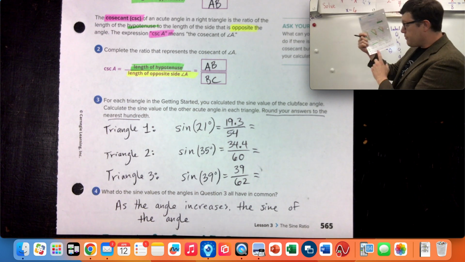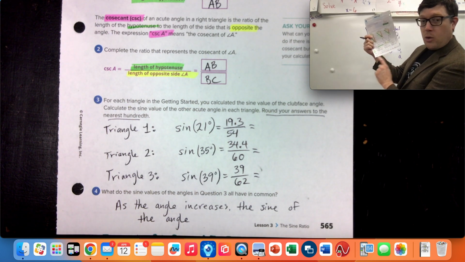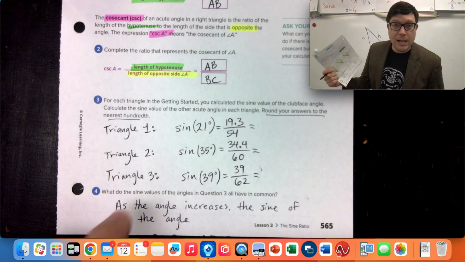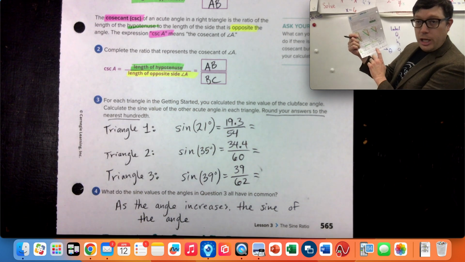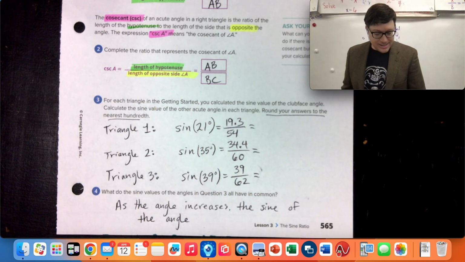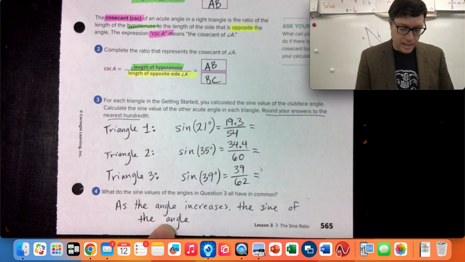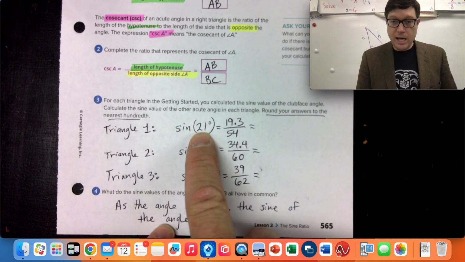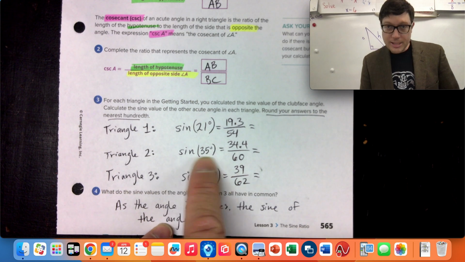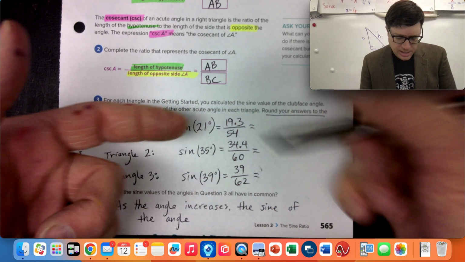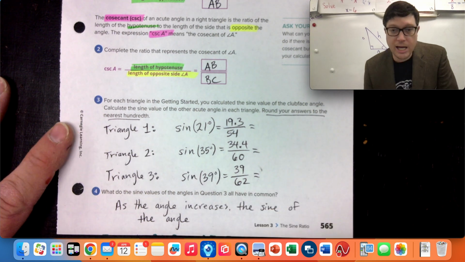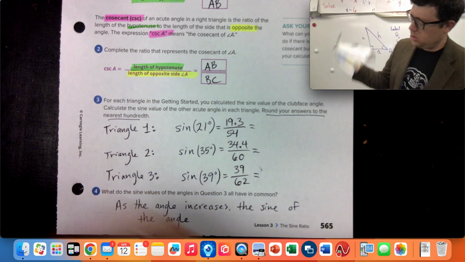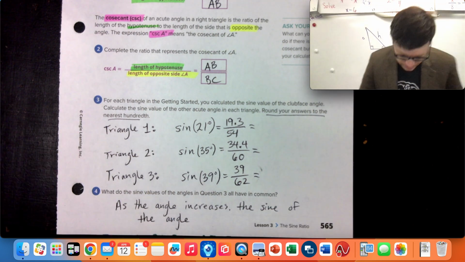What we can observe, though, is the same thing in question 3 is happening here in question 4. As the angle measure increases, the sine of the angle, written like this, the sine of the angle, or this sine of the angle. In fact, these angles are going bigger and bigger and bigger. So as the angle increases, the sine of the angle will also increase.